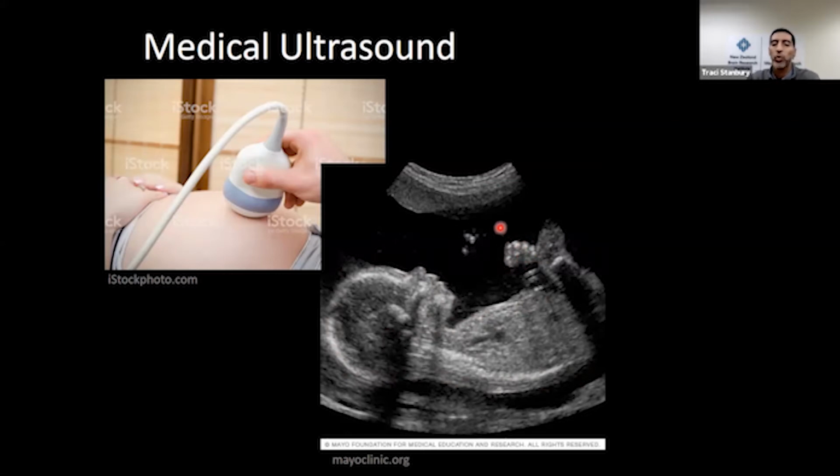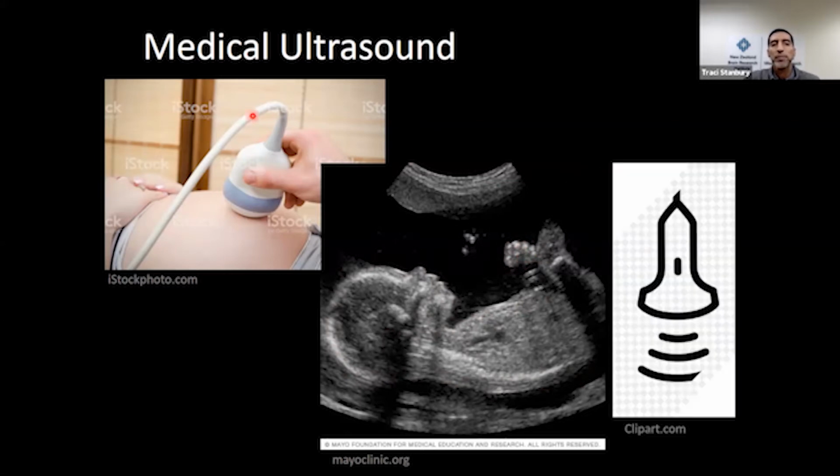Anyway, the way it works, this transducer sends sound waves inside the tissue, and we know that babies are surrounded by fluid.